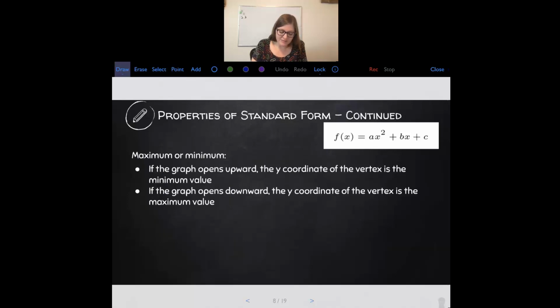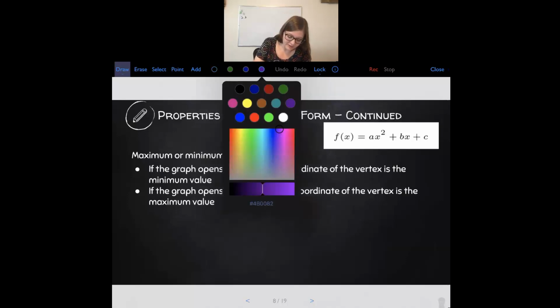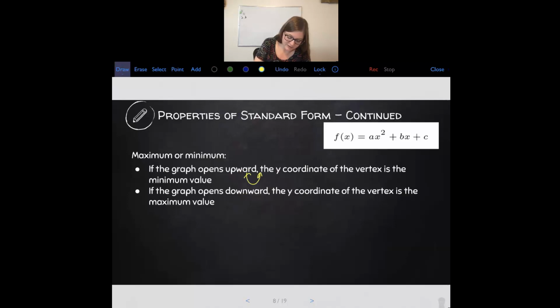Maximum or minimum, again: if the graph opens upward, the y coordinate of the vertex is the minimum value. If the graph opens downward, here's our vertex, and the y coordinate of the vertex is the maximum value.